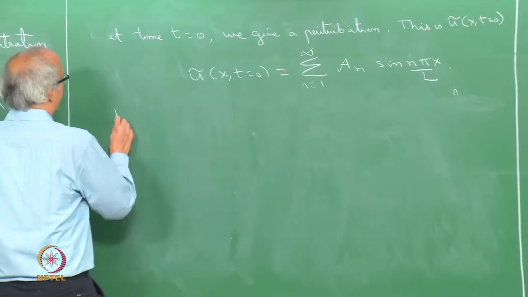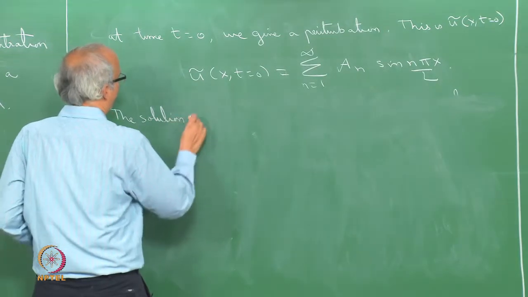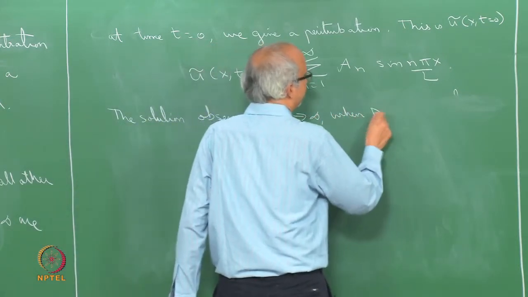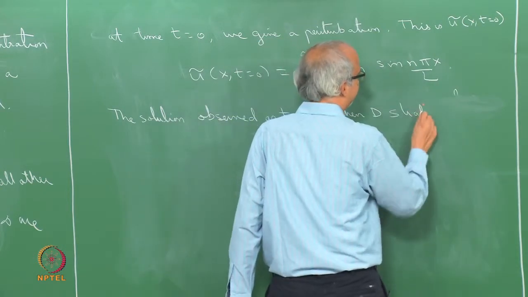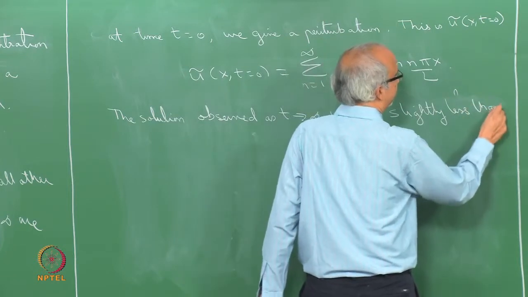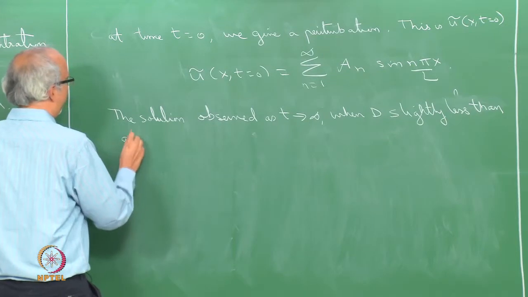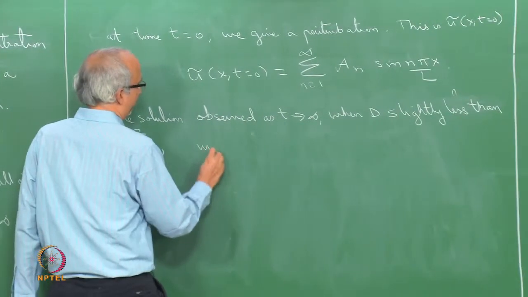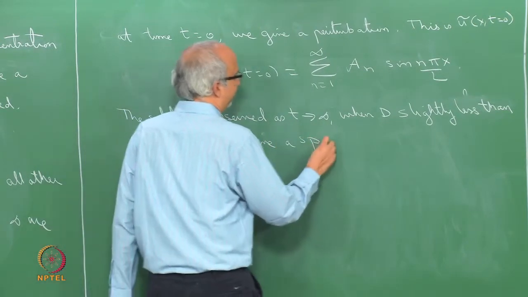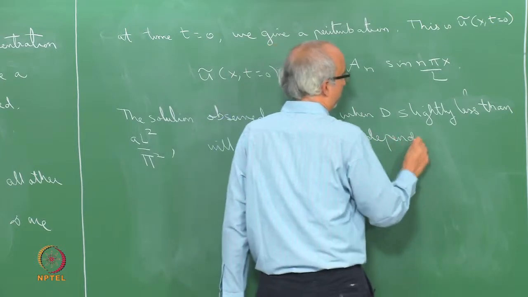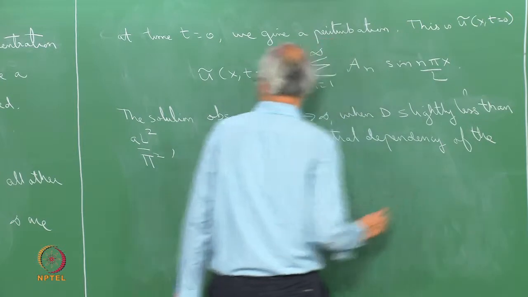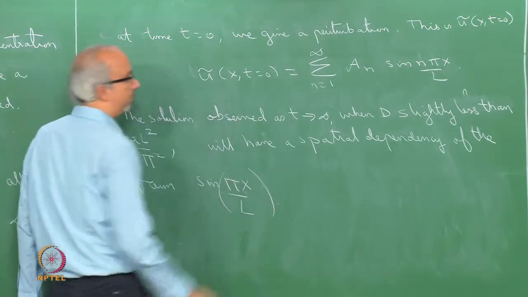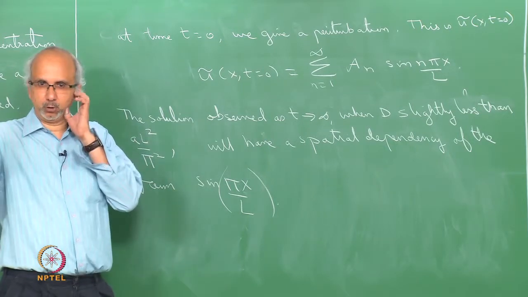The solution observed as t tends to infinity, when d is slightly less than a L squared by pi squared, will have a spatial dependency of the form sin pi x by L, because only the mode corresponding to n equal to 1 is going to grow.